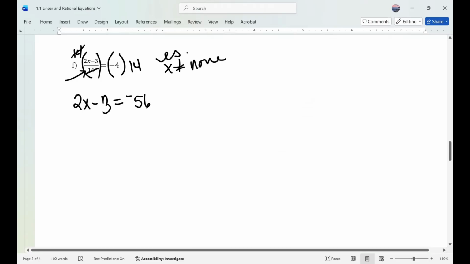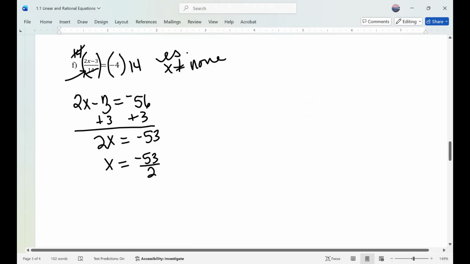This is not an absolute value equation, so don't worry about the fact that it's -56. Just solve it out. It's a regular linear equation. So we're going to add 3 to both sides. This will give us 2x equals -53. And then divide by 2, so we get x equals -53 over 2.